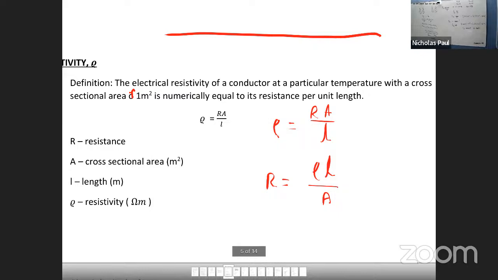Okay. All right, so that's a new quantity that you need to remember. Resistivity. What's the SI unit? Yeah. Resistivity is ohm meter, right? Not per ohm meter. Ohm meter.